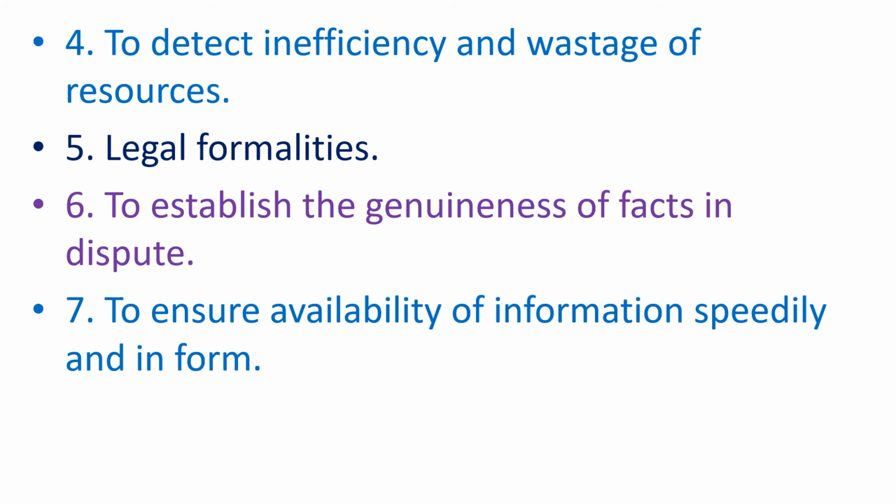Next point is to detect inefficiency and wastage of resources. Inefficiency of operations and waste of resources can be detected and controlled with the help of records. They are made available to the managers. This is the control function of these records. Thereafter, the next point is legal formalities. Certain records are necessary to be preserved for a specified period of time under the provisions of various laws.